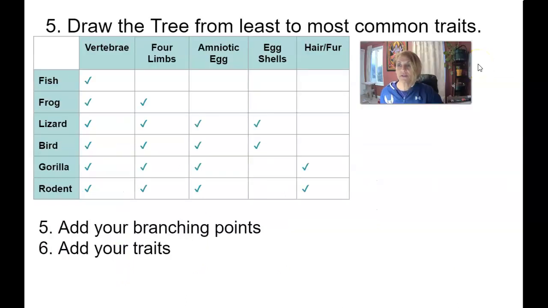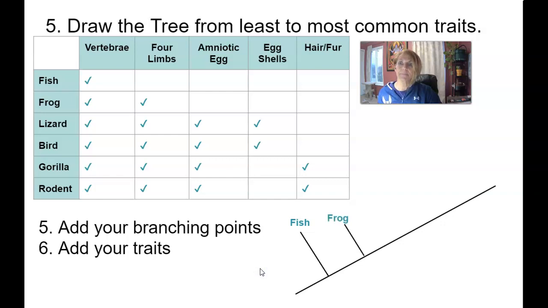So now I'm ready to draw my tree, taking the same chart that I started with. This will be the order that I put my organisms from least to most common. Okay, so draw my line, and we said the fish was going to be the least common. It only had 1 trait. The frog had 2 traits.